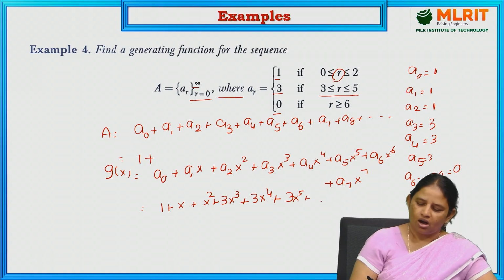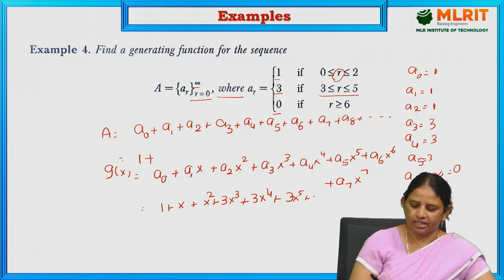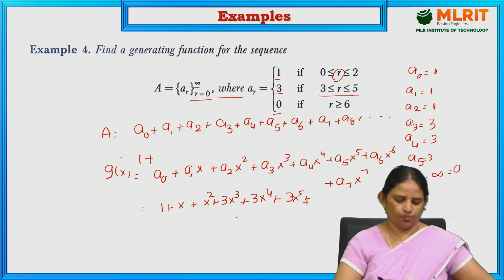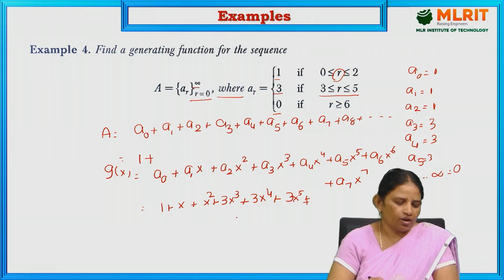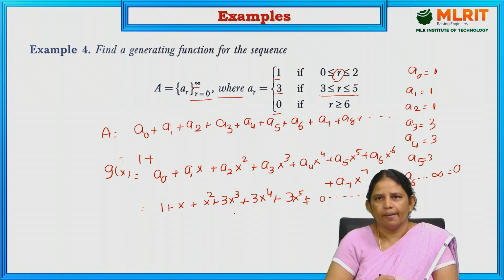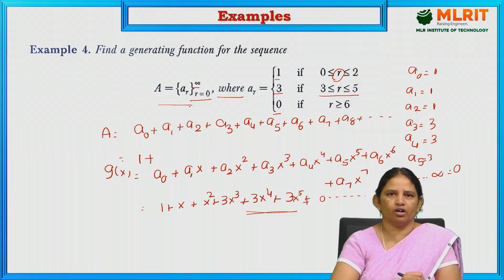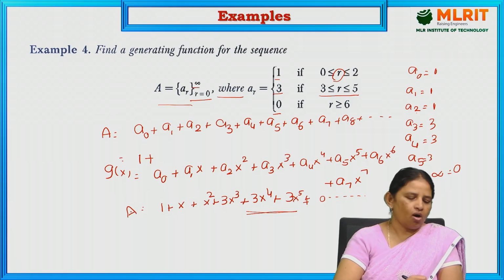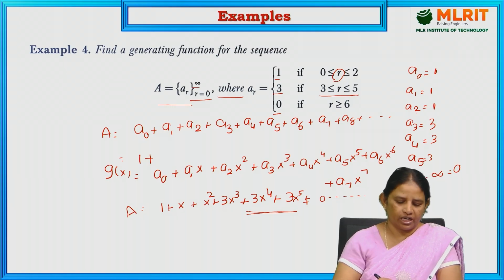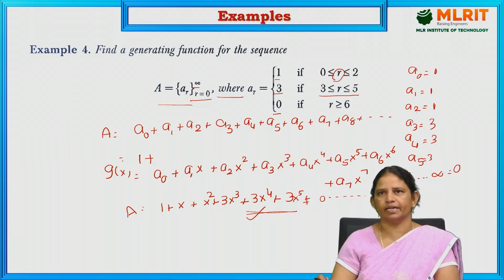Then after that, up to a5, the r value equal to 5 is also considered as 3. So 1 plus x plus x square plus 3x cube plus 3x to the power of 4 plus 3x to the power of 5, and for all the remaining values we are going to get 0. That is the generating function. This is the expansion of the generating function for the sequence a_r, r equal to 0 to infinity.